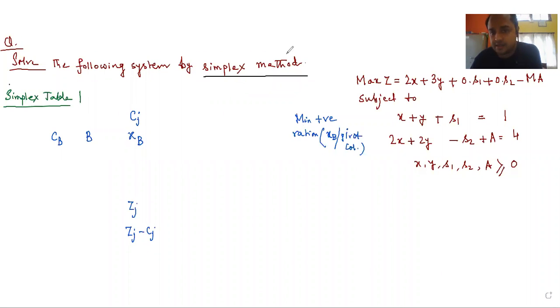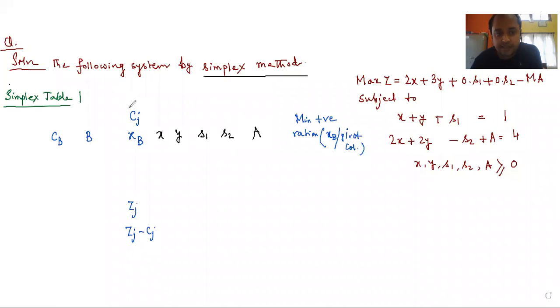Now, what are these things actually? Just beside XB, I'm going to put all the variables that are present in the standard form of the LPP. The variables are X, Y, S1, S2, A. I'm going to put them serially. So I'll first write X, then Y, then S1, S2, and A. Okay, that is the first part.